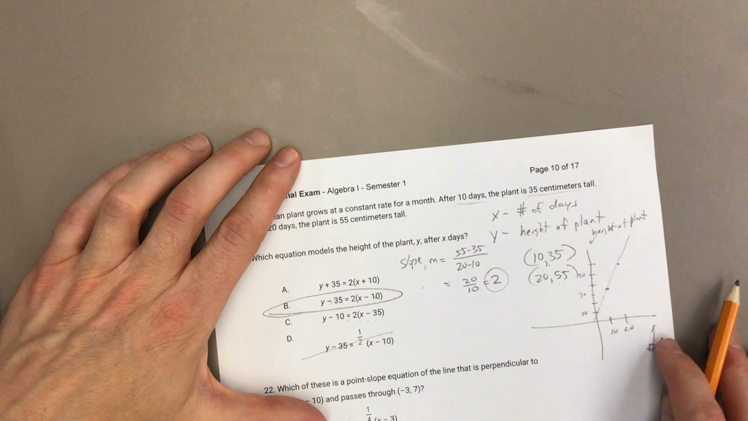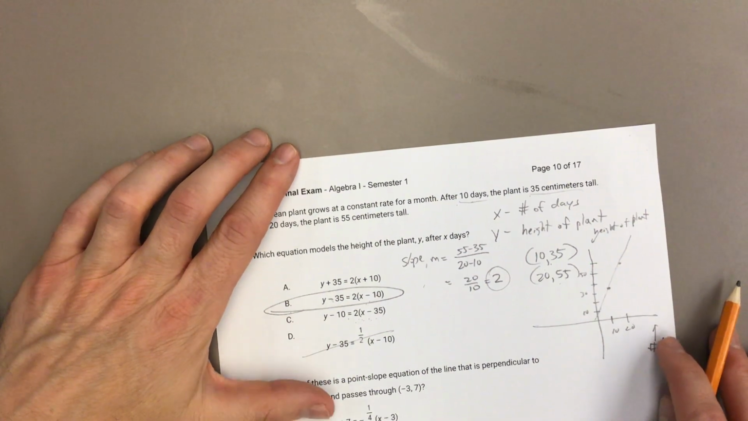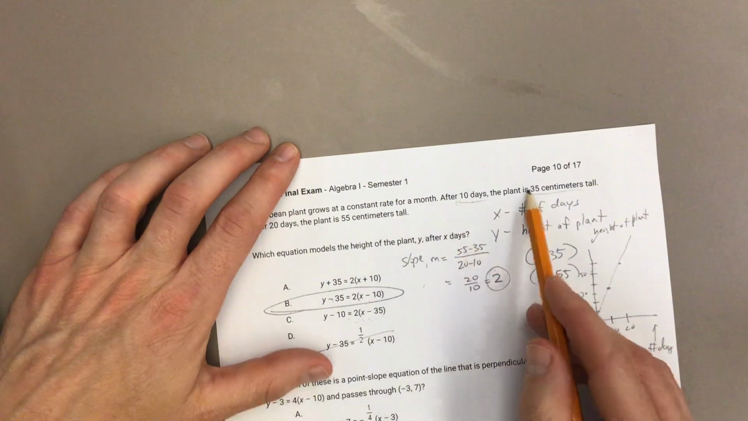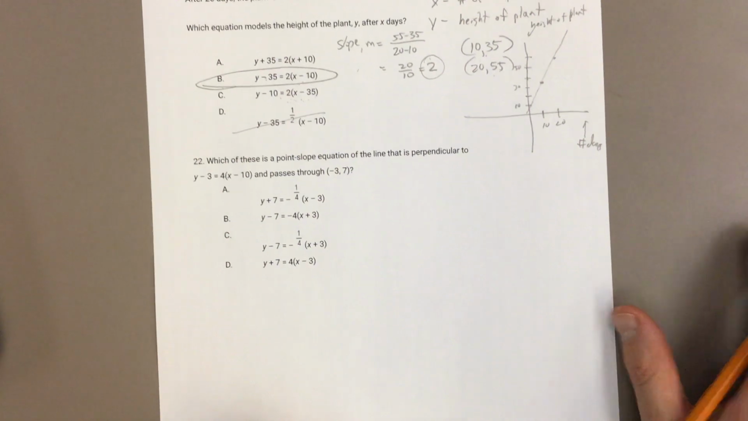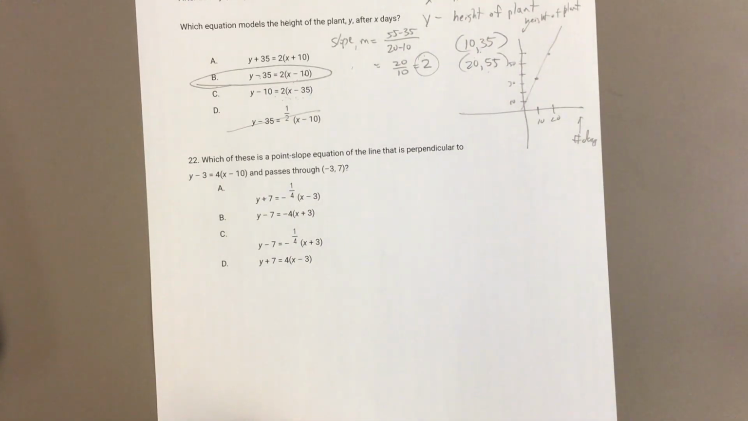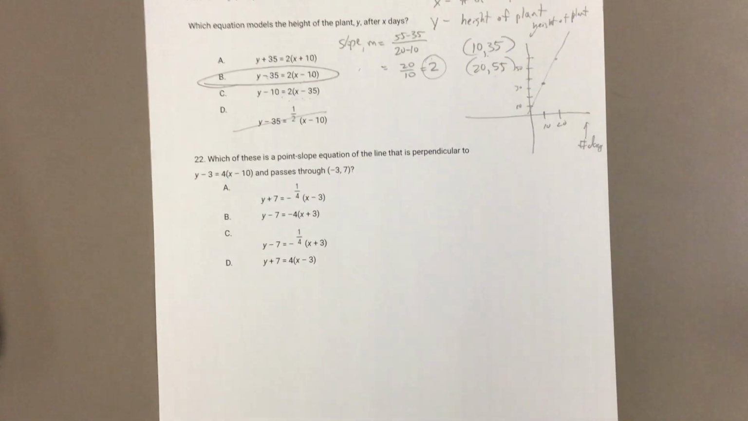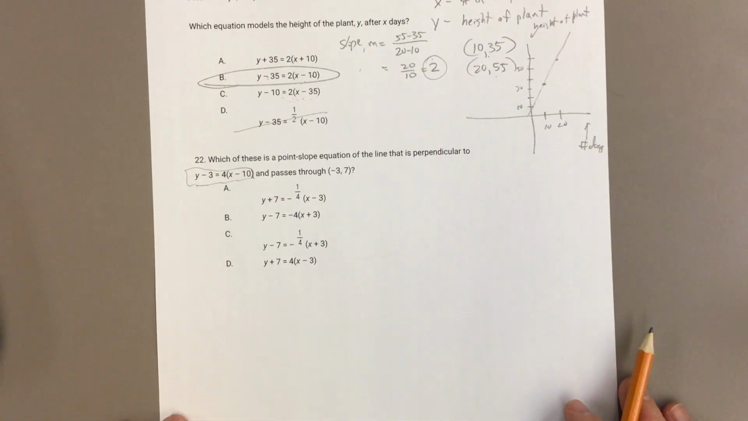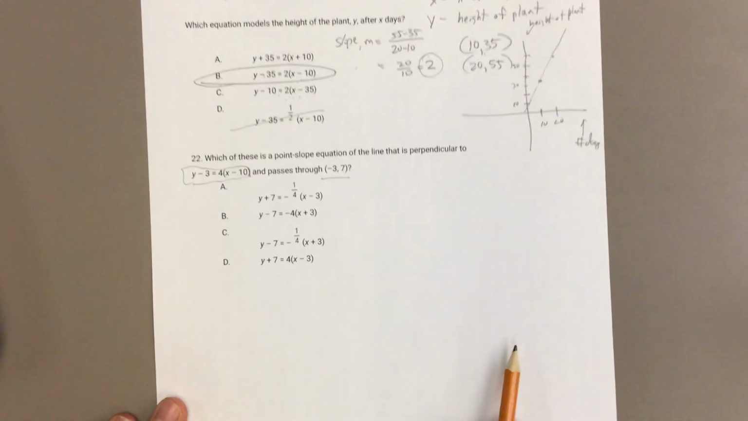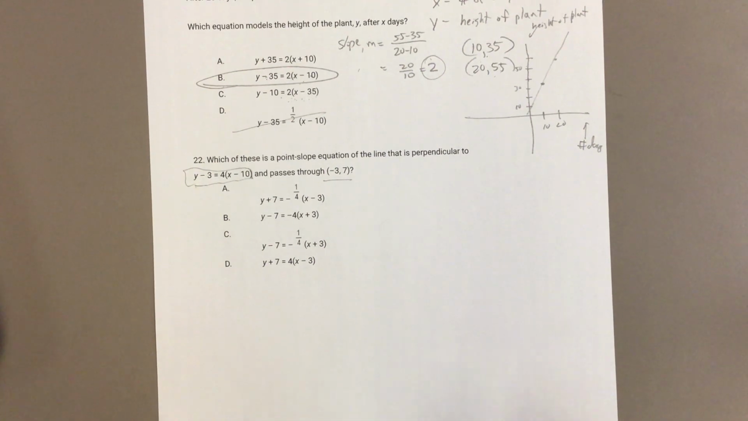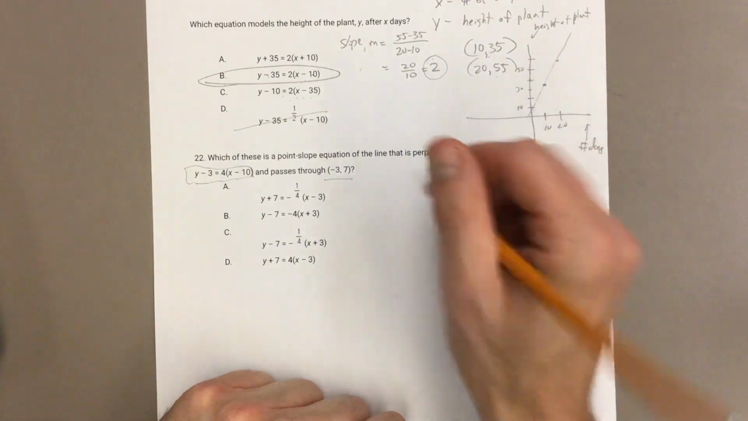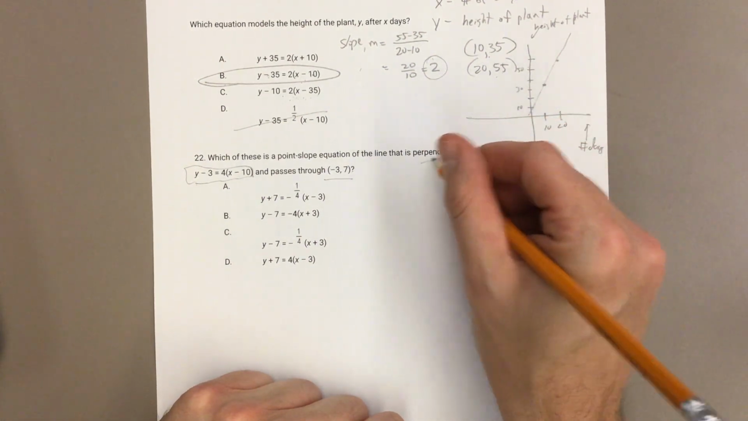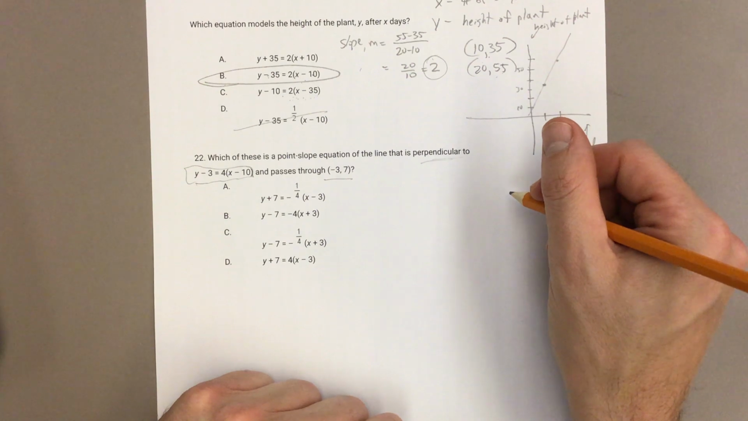This is using the point-slope equation of a line that you can calculate because you have 2 points on that line. Number 22, which of these is a point-slope equation of the line that is perpendicular to this line? Okay, this is a point-slope equation for a line, and it passes through this point. So you need to know something here, and again, this is a chart on our wall: perpendicular lines have slopes that are negative reciprocals. So the slope of this line is 4.